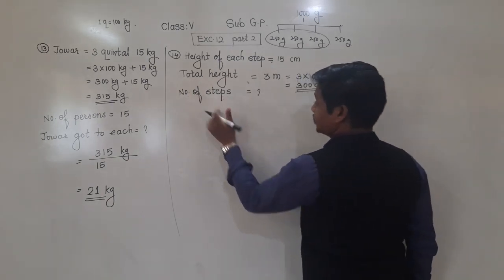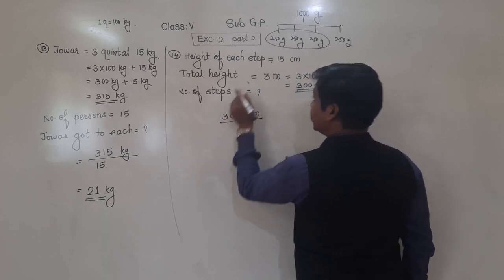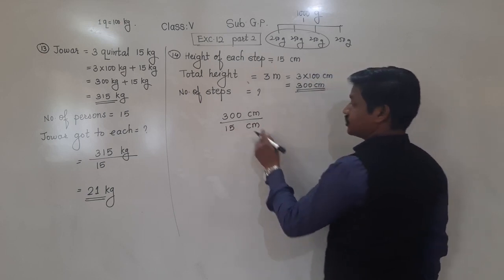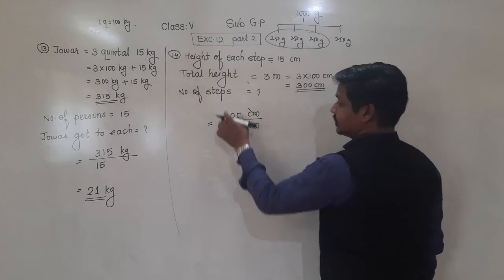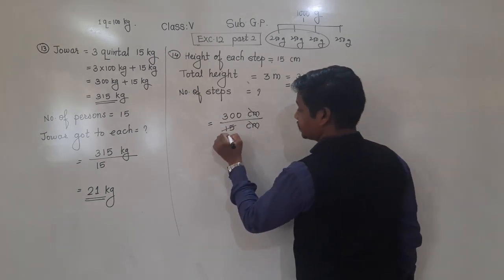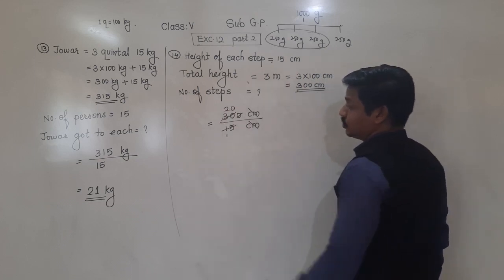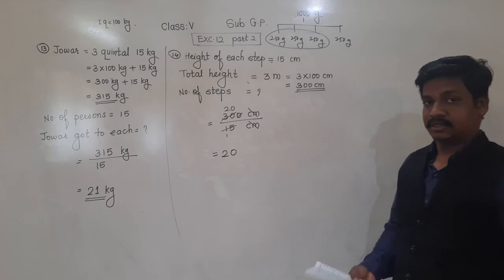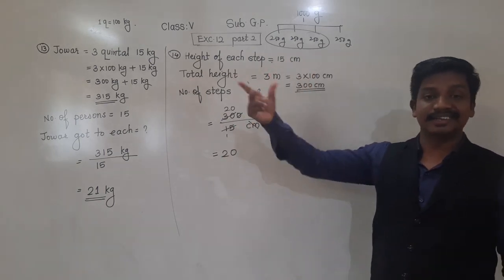So to find the number of steps, we need to divide 300 centimeter by the height of each step, that is 15 centimeter. So 300 divided by 15, centimeter divided by centimeter cancels. 15 ones are 15, 15 twos are 30, 15 zeros are 0, 20. So 20 steps are there. 20 steps each of 15 centimeter height are there in that staircase.